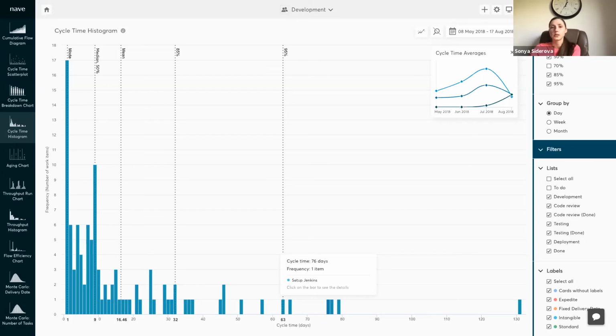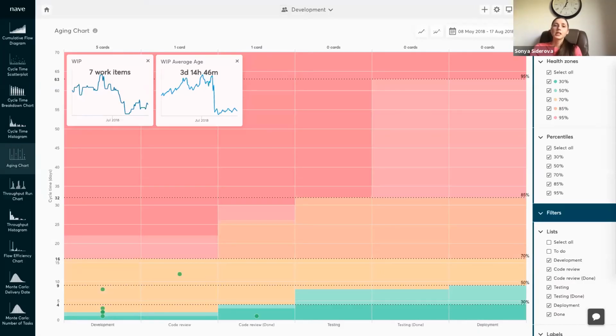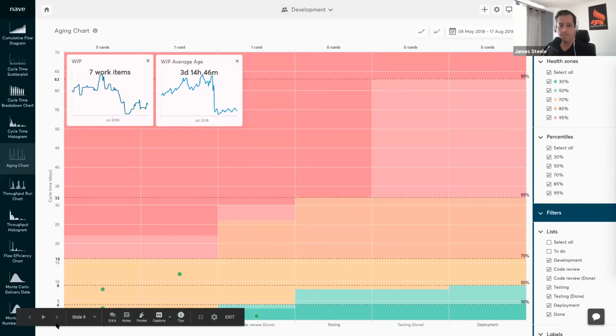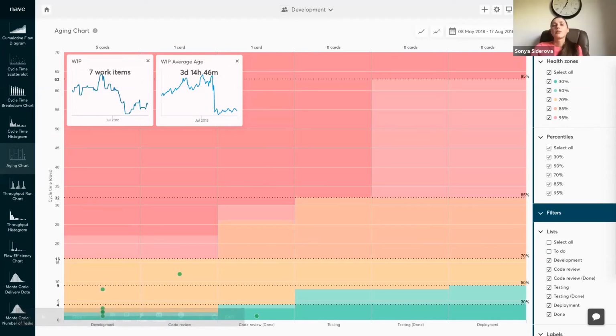The aging chart enables you to track your current tasks in progress. It uses the same visual format as your Kanban board, with each column representing a state in your process. The left vertical axis shows how many days a task has already spent in progress. So the colored zones draw the timeline of how your tasks have advanced in the past.